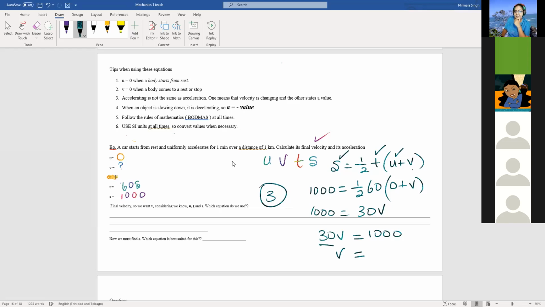So we know to get rid of the coefficient of a term, all we have to do is divide both sides by that number. So it's going to be 1,000 divided by 30, which will give us 33.3 meters per second. Get your calculators out. Remember, calculators are allowed for every single physics question you'll ever do in your life. All right, so if you want to write that down, go ahead and write it down.